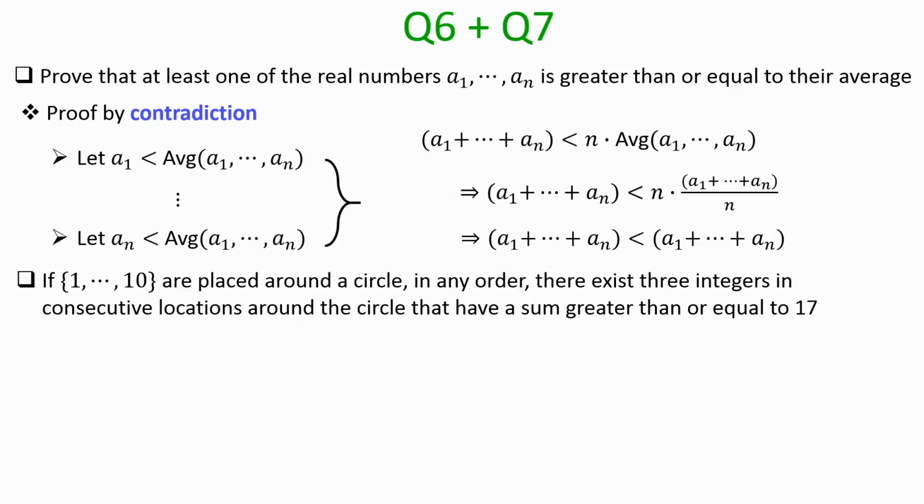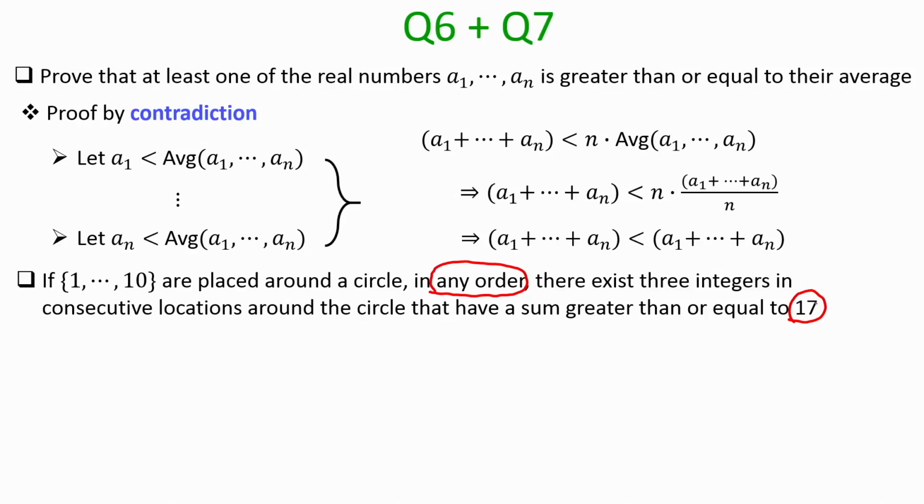Now, based on this, I want to solve question 7. In question 7, you are given the numbers 1 to 10, which are placed around a circle in any arbitrary order, maybe in ascending order, descending order, maybe the odd numbers first, even numbers next, and so on. So, the order is not given, it is an arbitrary order. Then the question says that it does not matter in what order you arrange the numbers 1 to 10, there always exist 3 integers in that arrangement, which will be in consecutive locations such that the sum of those 3 numbers will be greater than or equal to 70.